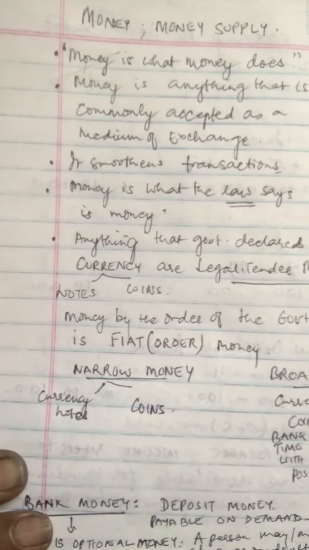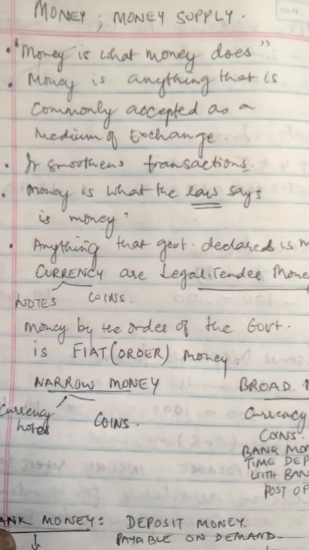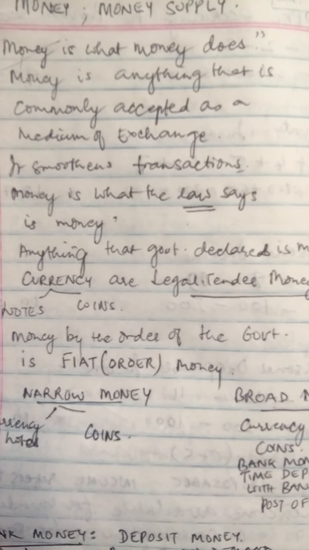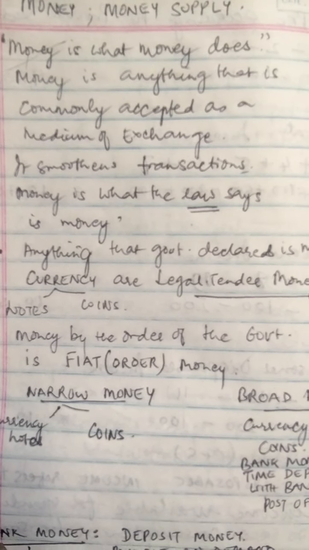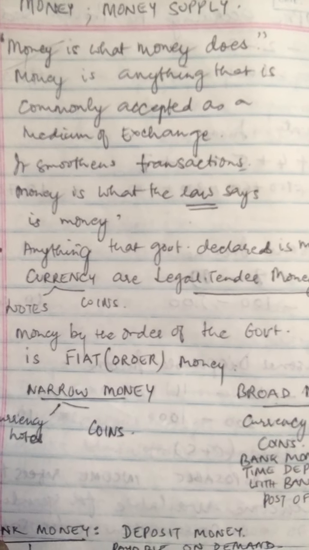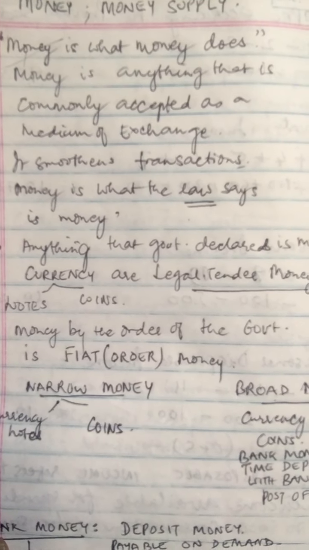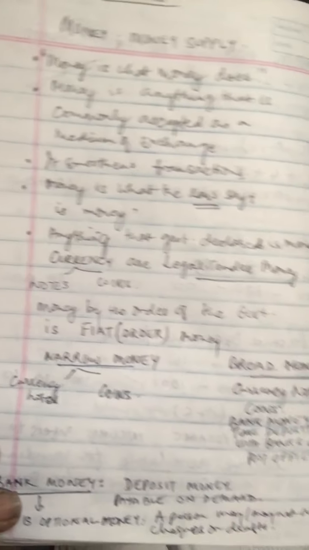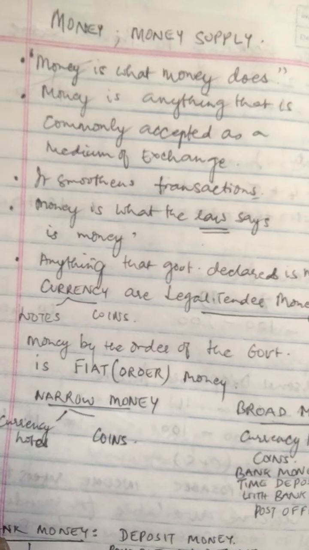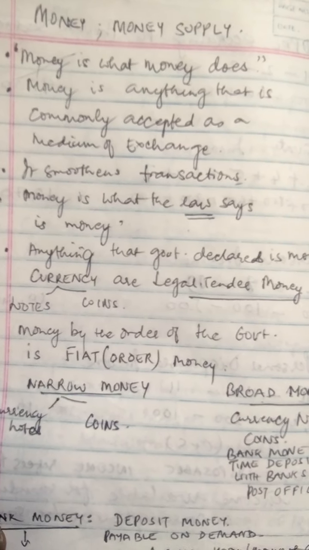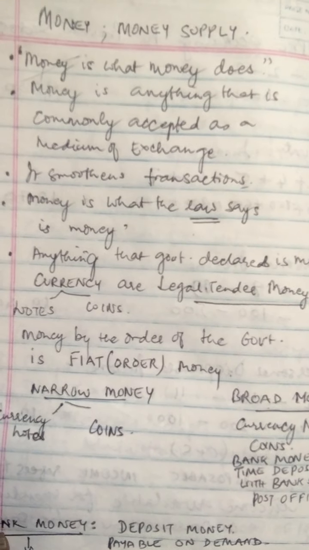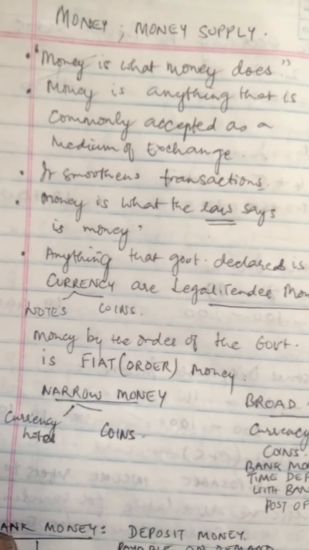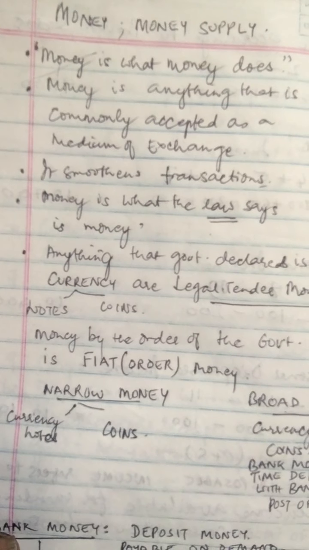Now there's also something known as full-bodied money, or standard money. What is full-bodied money? Its value as a commodity is equal to the value of money. For example, initially, when we had gold coins and silver coins, the value of the commodity, gold, was equal to the value of money. Credit money is what we see today: the face value is greater than the intrinsic value.